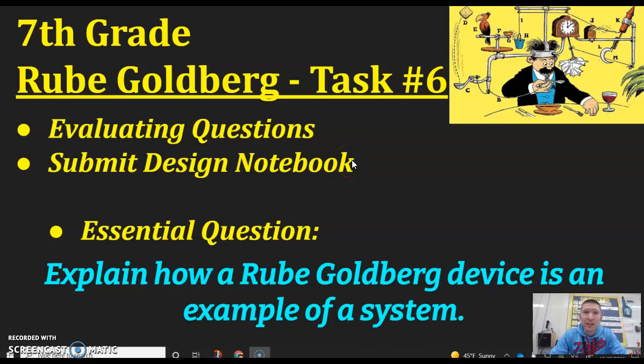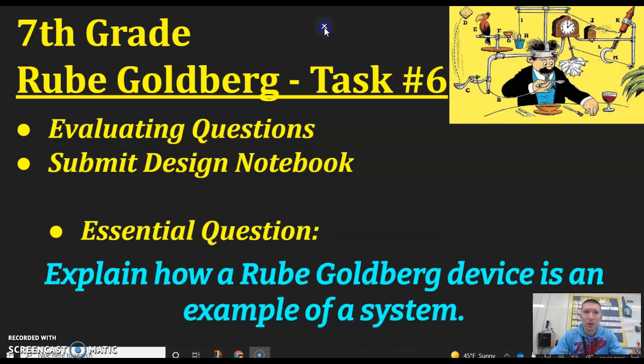Welcome, 7th graders. You are on task number 6, the final one of your Rube Goldberg design notebook. For this task, you need to answer the evaluating questions talking about your Rube Goldberg project and reflecting on that. After that, you should be ready to submit your design notebook. And today's essential question is, explain how your Rube Goldberg device is an example of a system.